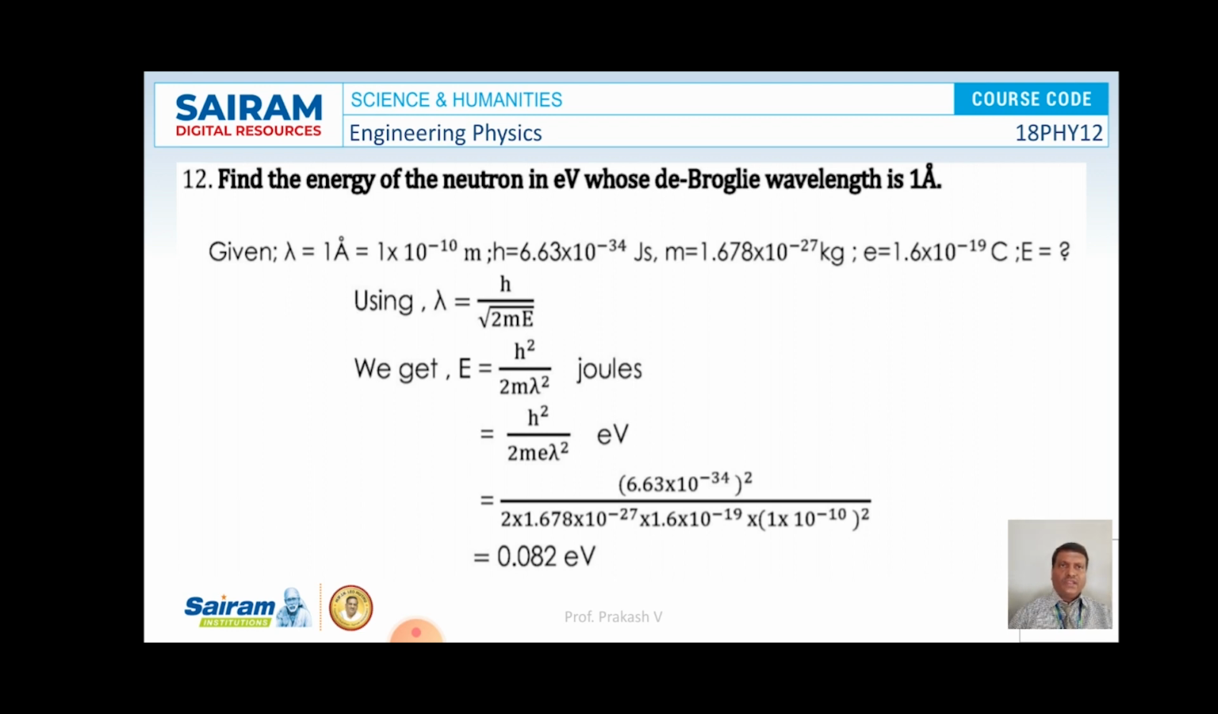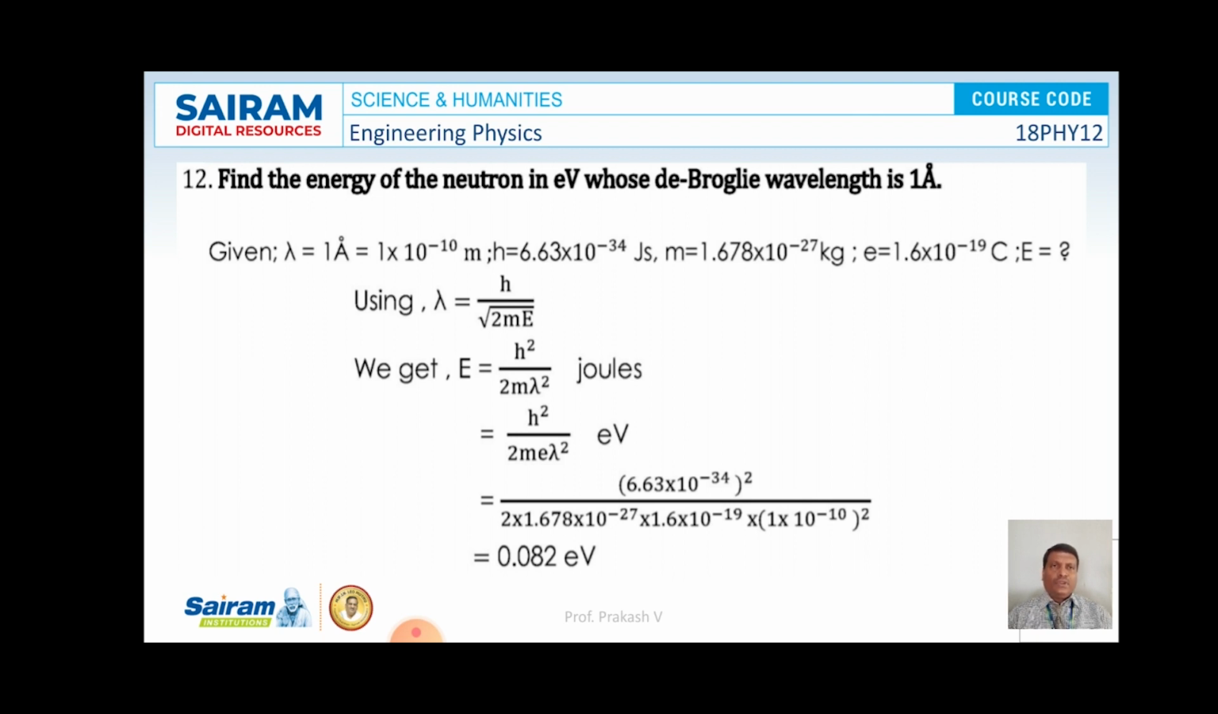Next, find the energy of the neutron in electron volt whose de Broglie wavelength is 1 angstrom. So the de Broglie wavelength lambda is given as 1 angstrom and h is 6.63 x 10^-34 joule second, and mass of the neutron is 1.678 x 10^-27 kg and the charge on the electron is 1.6 x 10^-19 coulomb. So what is the value of E? That is the energy of the neutron.